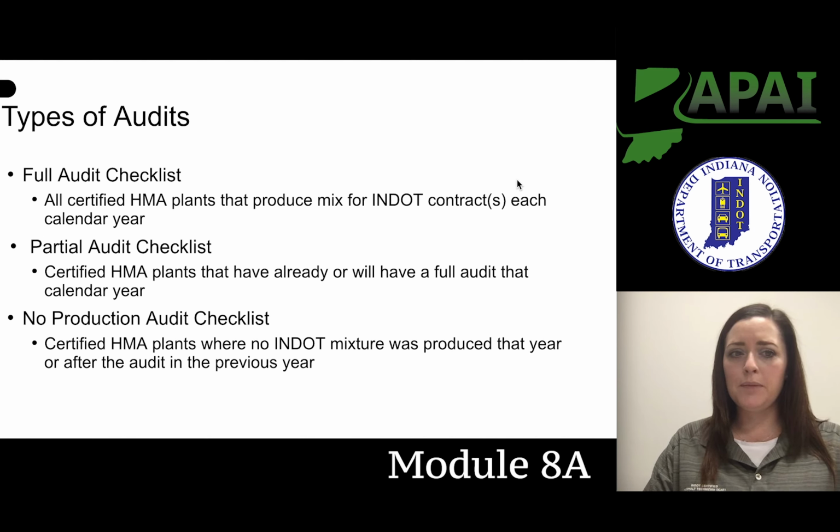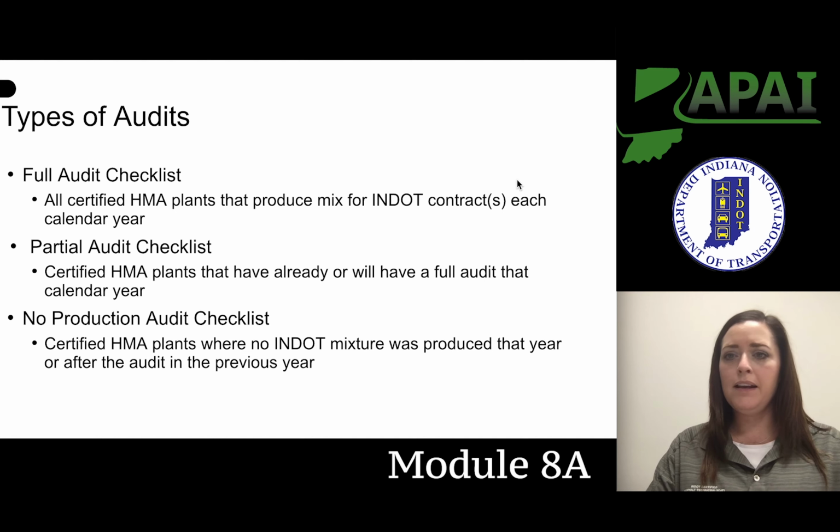There are 3 different types of audits. There's a full audit checklist, which is performed every calendar year on HMA plants that produce mix for INDOT contracts. There's a partial audit checklist, and this is done on an as-needed basis, and it is typically done on plants that have already had a full audit and may require INDOT to come back out and do a partial audit for one reason or another. These should be discussed at some point earlier in the year as to why a partial audit would be performed.